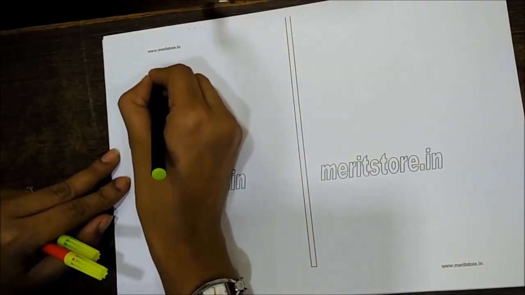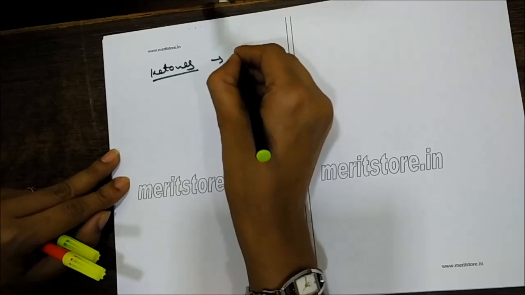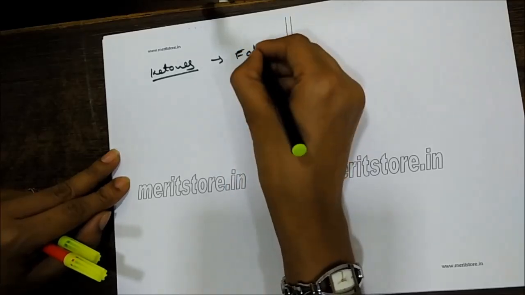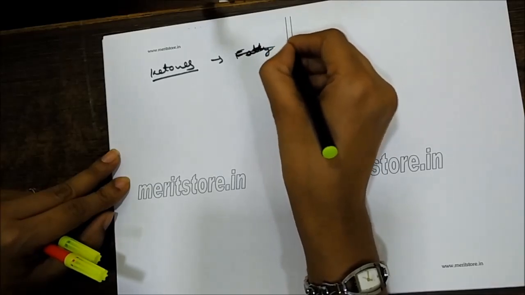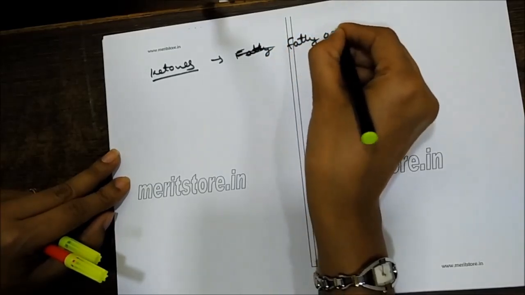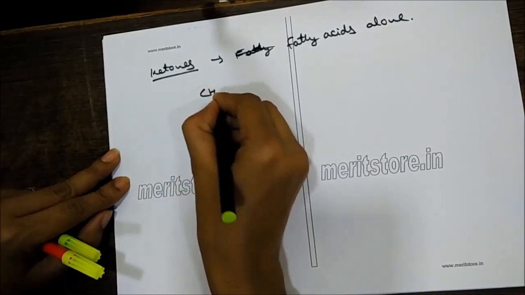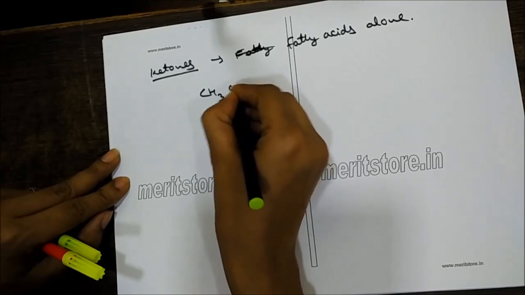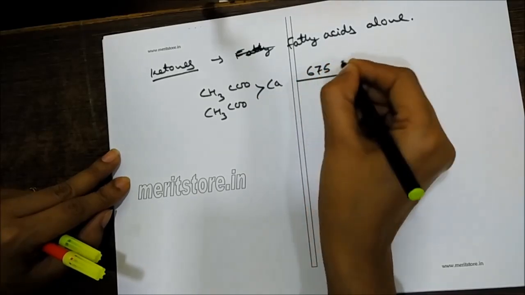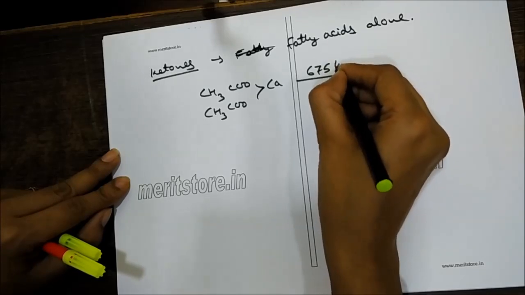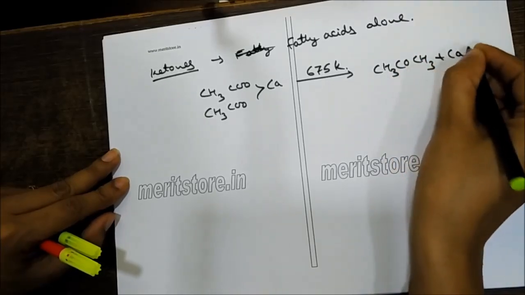Ketones are formed by dry distillation of fatty acids alone. There is no need to take calcium salt of formic acid. Only fatty acids will give ketones. Here we are taking calcium salt of acetic acid. This on heating will give ketone, that is acetone, and calcium carbonate.